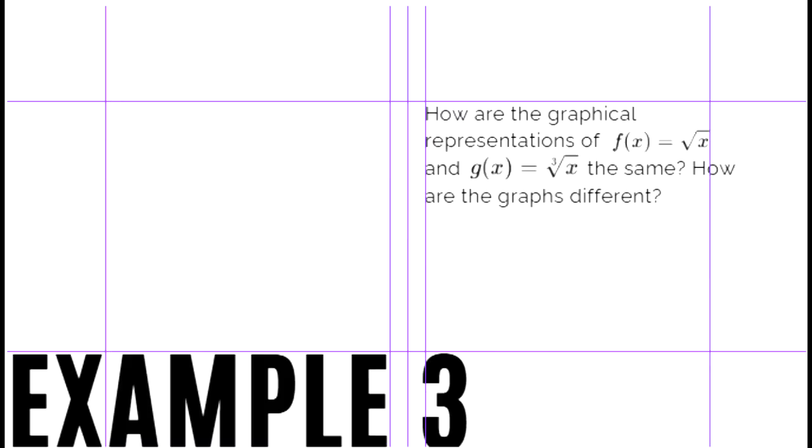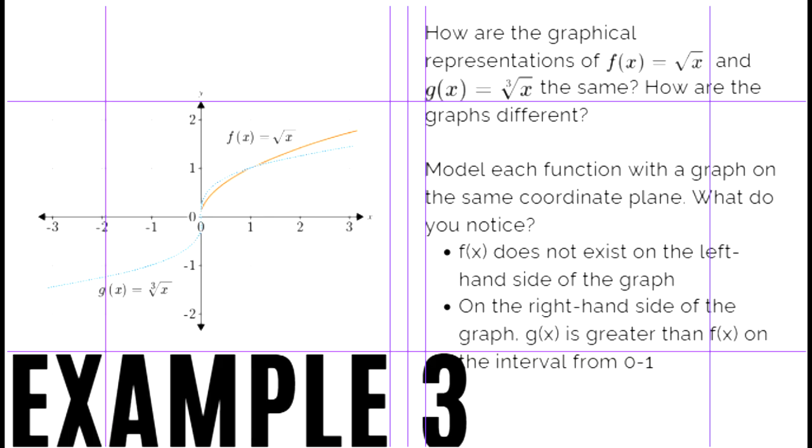Example 3. How are the graphical representations of those two formulas the same, and how are the graphs different? So they put them on the same graph so you can look at them. On the same coordinate plane, what do you notice? F of x does not exist on the left-hand side of the graph. So f of x is orange. It just stops. On the right-hand side of the graph, g of x is greater than f of x between 0 and 1. So from here to here, g of x is winning. Okay, then they switch.